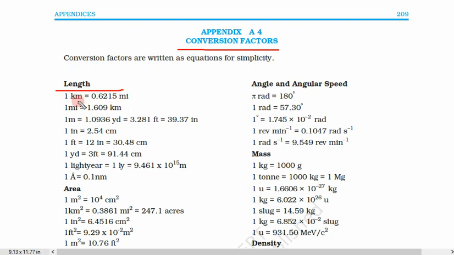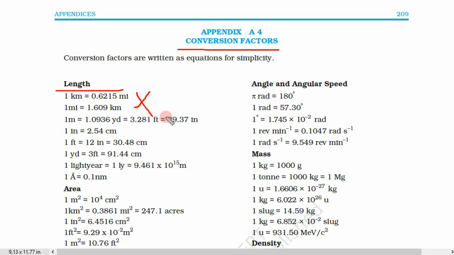So first, kilometer to miles. 1 kilometer is 0.62 miles. This can be used in your daily life, but it is not used in physics. 1 mile is equal to 1.609 kilometer. This is also not used in physics, but these can be commonly used in your daily life.